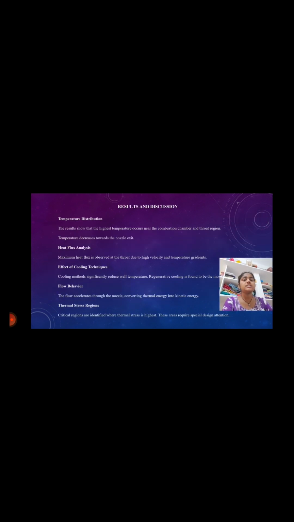The results and discussion includes temperature distribution. The result shows the highest temperature occurs near the combustion chamber and the throat region. Heat flux analysis. Maximum heat flux is observed at the throat due to high velocity and temperature gradients. Effects of cooling techniques. Cooling methods significantly reduce wall temperature. Regenerative cooling is found to be most effective.